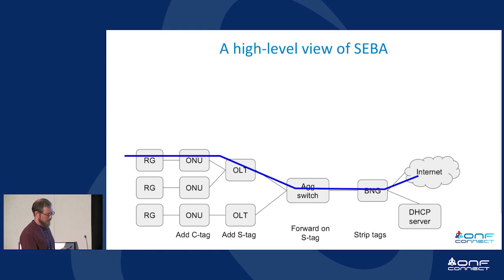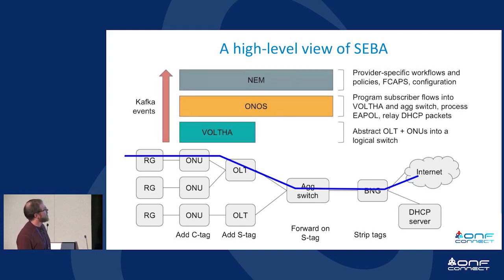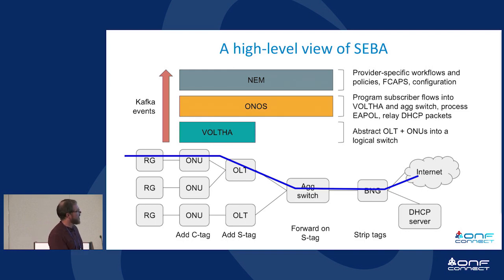Right, so this is what we're trying to configure, and the software stack that we're using to configure this starts with Voltha on the bottom layer. So that is abstracting OLTs and ONUs from various vendors. You don't need to worry about what vendors are supplying these, because Voltha is hiding that and abstracting them into a logical OpenFlow switch.